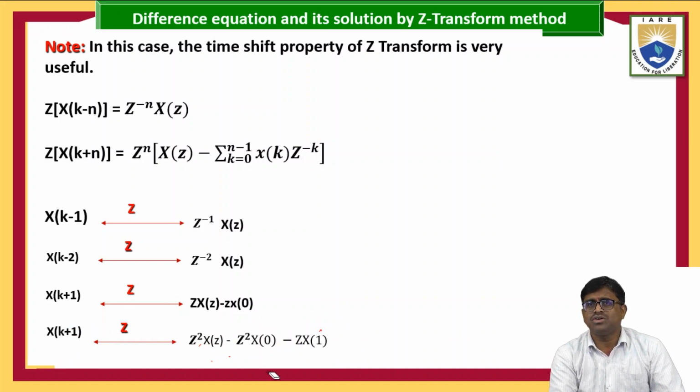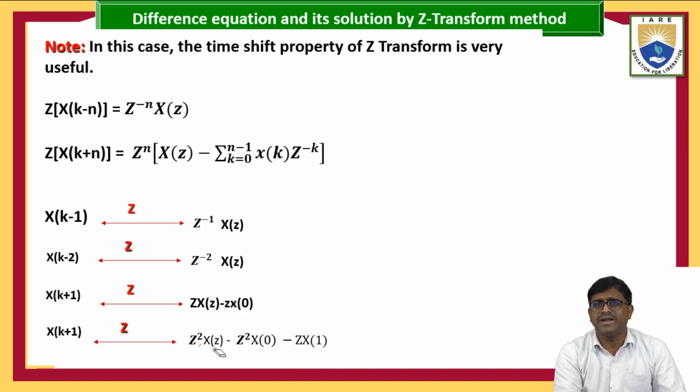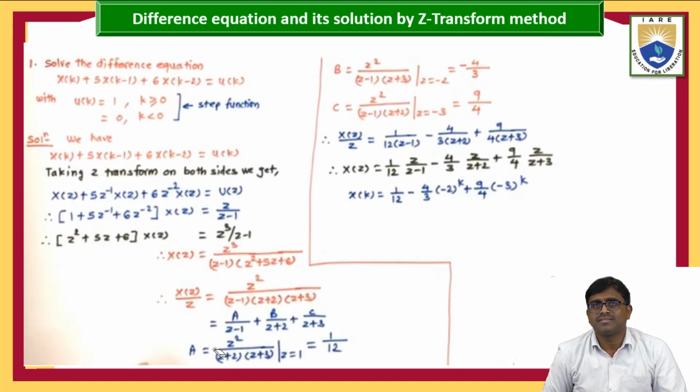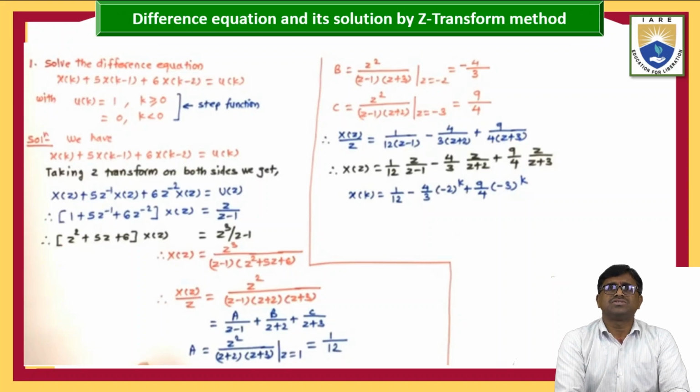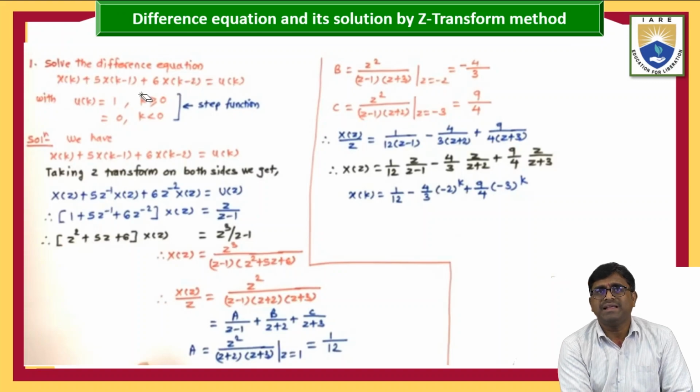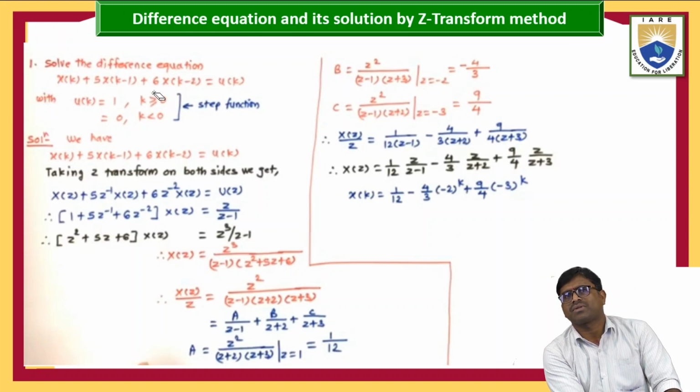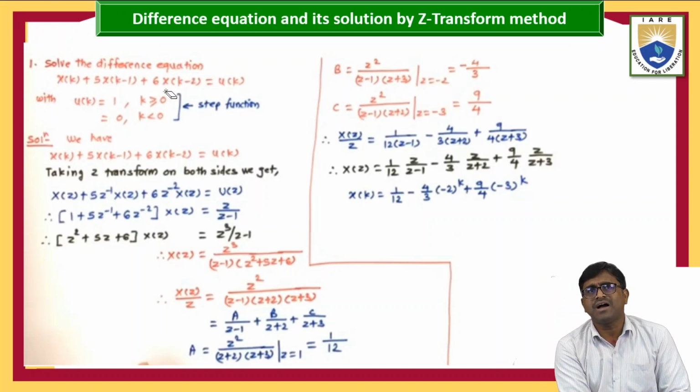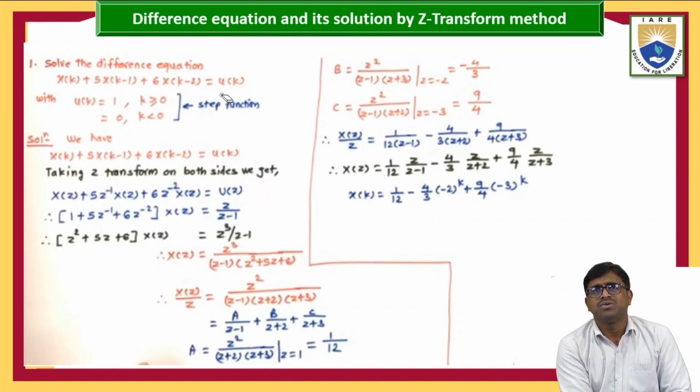Now I am going to explain one of the problems for differential equations. Okay, so see the problem here: solve the differential equation x of k plus 5 x of k minus 1. Here x of k minus 1 is nothing but a unit delay, k minus 1 delay, plus 6 into x of k plus 1 equal to u of k.